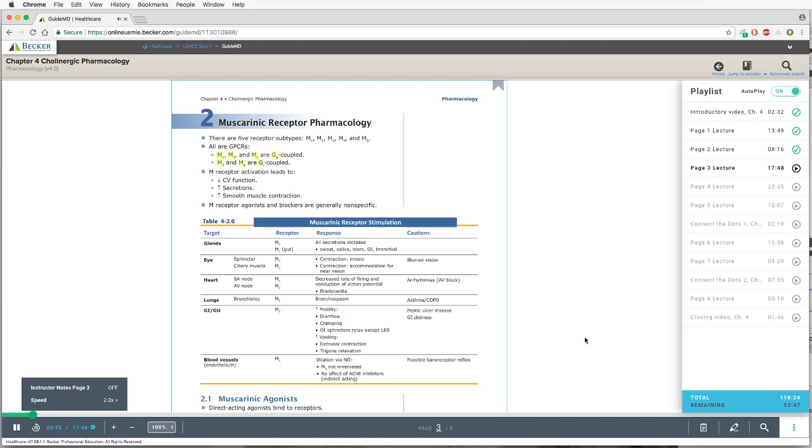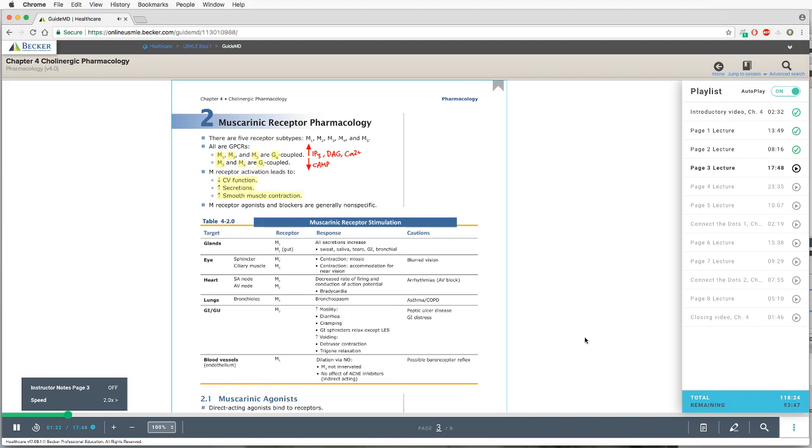So if I wanted to test you on what happens at the signal transduction level, I would remember that M2 and M4 would lower cyclic AMP, and therefore lower protein kinase A, whereas M1, M3, or M5 stimulation would increase the production of IP3, diacylglycerol, and potentially increase calcium levels inside the cell. How can I summarize the effect of muscarinic receptor activation? It's easy. 3 poles. Muscarinic receptor stimulation will decrease cardiovascular function, increase all secretions, and increase smooth muscle contraction.